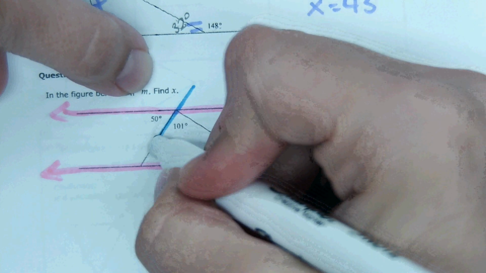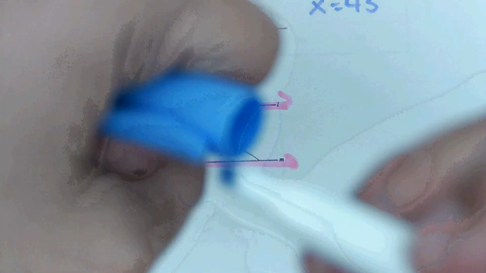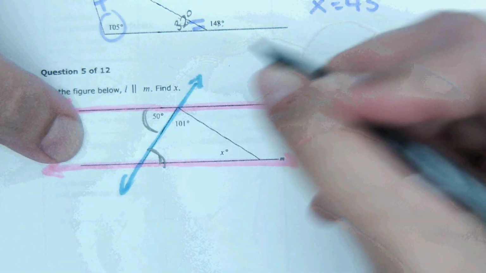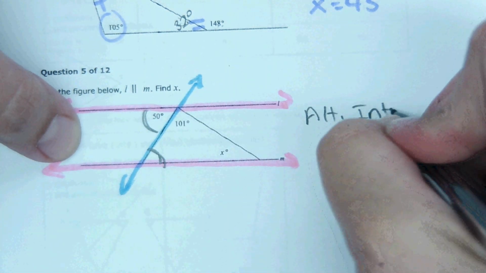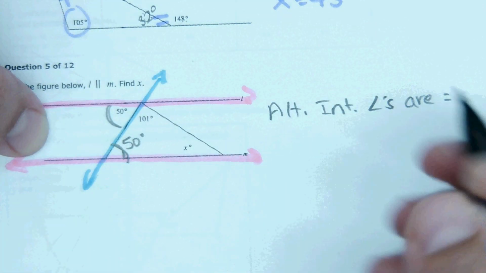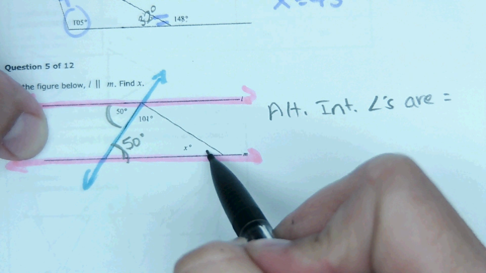Okay. Then the next one, this is one I don't believe is on Alex this week. I don't think it is. So I will put it on there, and then you can use it to study if you'd like. It says L and M are parallel. Find the value of x right here.